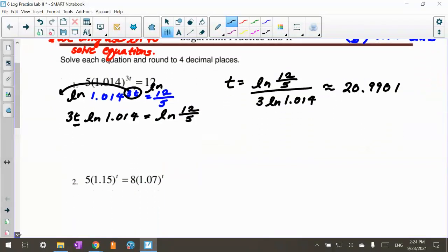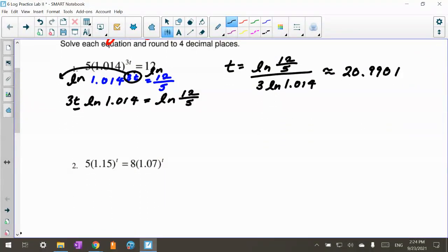Okay? The next one here, there's quite a bit of normal math to do. The first thing is, remember, you can go different ways. I can either divide by 5 or divide by 8. I'm choosing to divide by 5, so don't think that you have to go this way. There's more than one way to solve a lot of these. So now I have 1.15 to the t equals 8/5. I know it's understood multiplication between the 8 and the 1.07, so I'm going to make sure I put that there.